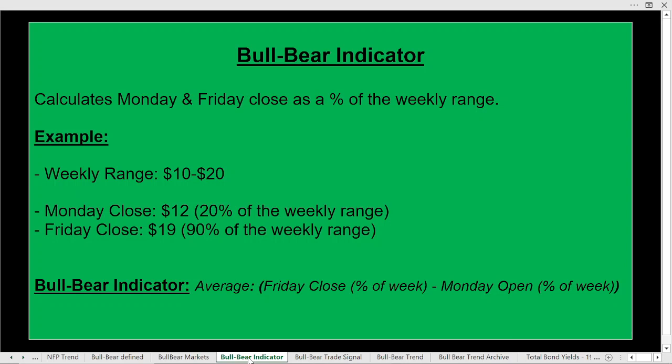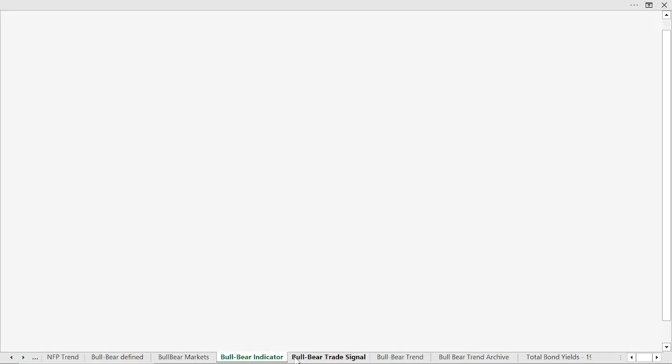The bull-bear indicator, very simply, takes the average of the Friday closes as a percentage of the week minus the Monday opens as a percentage of the week. So essentially what it's doing is it's looking to define, did the market close higher at the end of the week or lower at the end of the week, compared to where it opened the week?